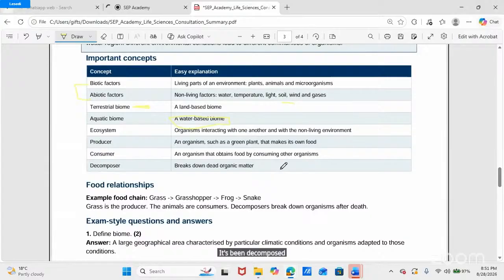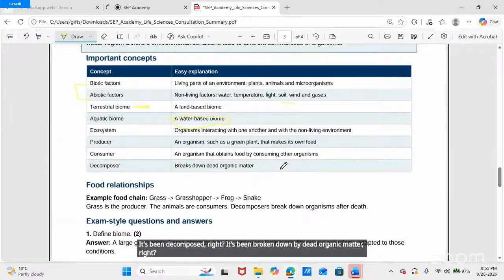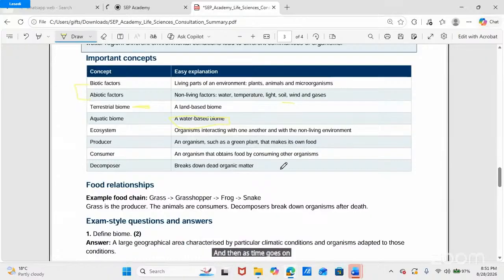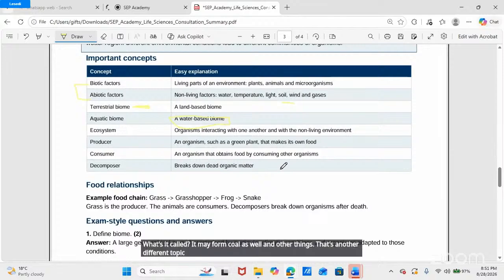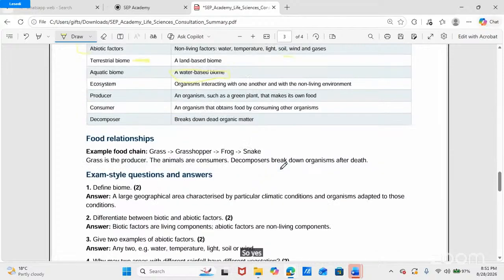It's been broken down by dead organic matter, right? So now you will see maggots, I don't know what you call them, but they're called maggots. They feed on that dead animal or dead organic matter. And then as time goes on, it may form coal as well and other things. That's another topic. And then we have food relationships.